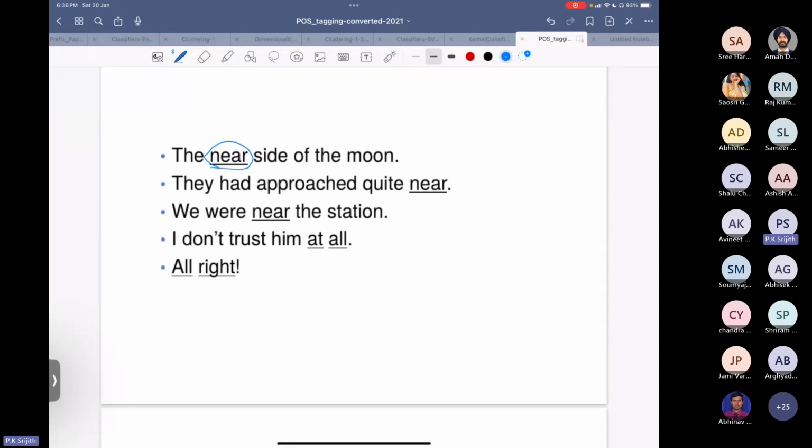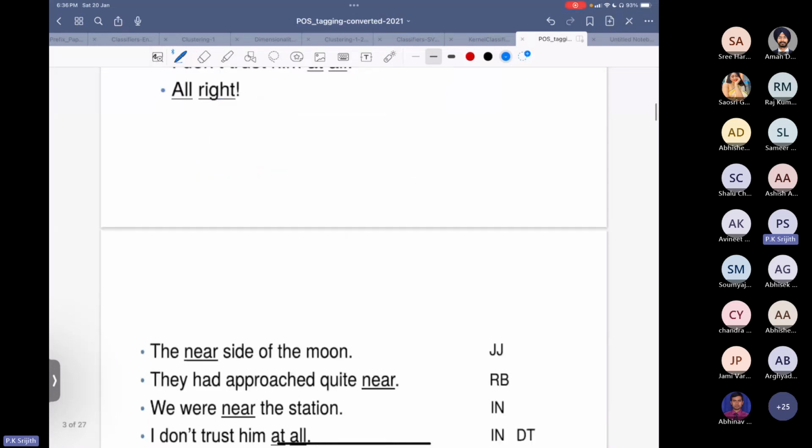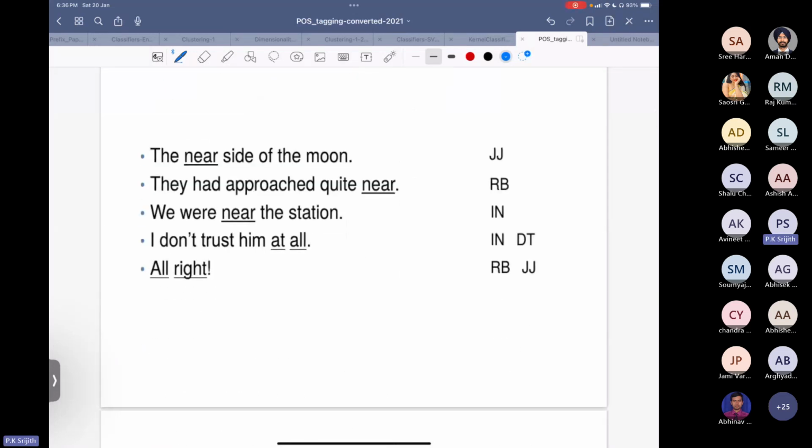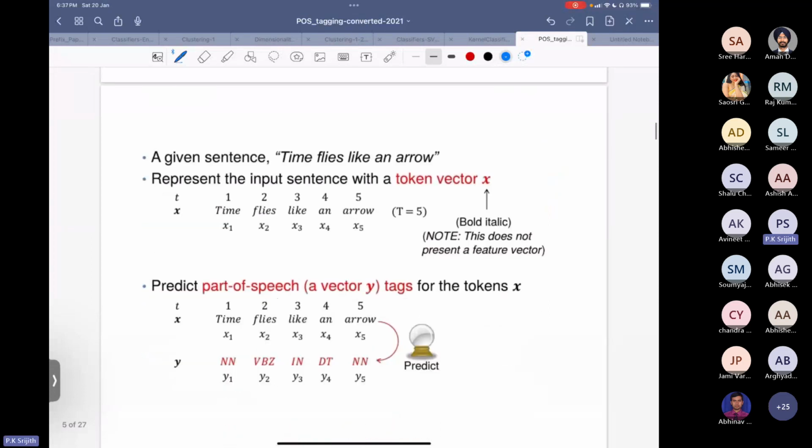Yeah, that's it. So "near" need not always be a verb. It can have different part of speech tags depending upon how it is used. So you are right. First is adjective, then adverb, then preposition. Similarly, for example, "at all" can have different part of speech tags. So this is what it is, right?